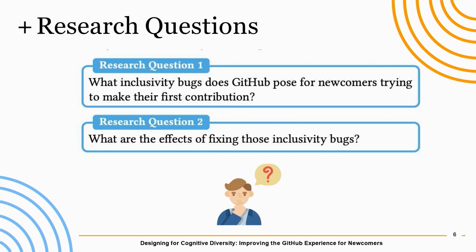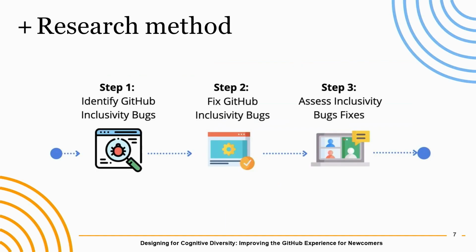So the idea of our work is to show how these newcomers struggle when they try to use GitHub. To do that, we try to answer two research questions: what inclusivity bugs does GitHub pose for newcomers when trying to make their first contribution, and what are the effects of fixing those inclusivity bugs. So our method is divided in 3 steps. First, we identify the GitHub inclusivity bugs. Then we propose some fixes, and then we assess the fixes that we proposed by running an empirical study.